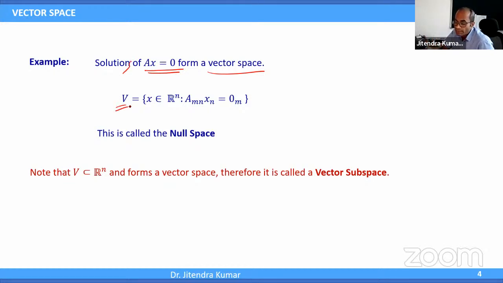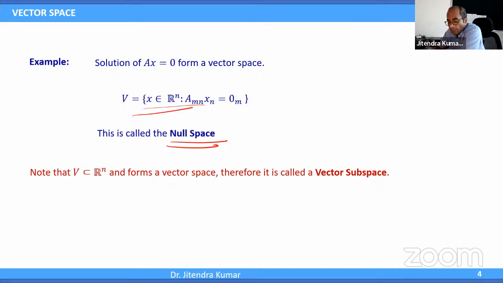That means this V is a set of x belonging to Rn, where we choose these x such that Ax = 0. That means this x is a solution of the equation Ax = 0. So if we collect all possible solutions, this is a vector space, and there is a special name for it. This is called the null space of this matrix A.